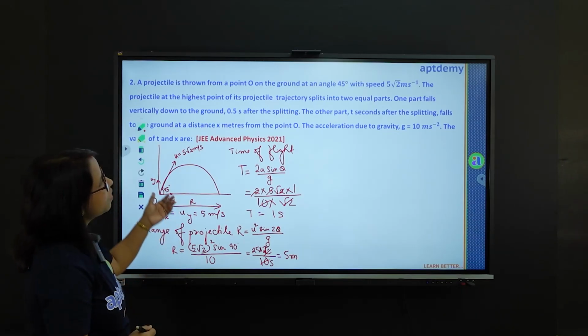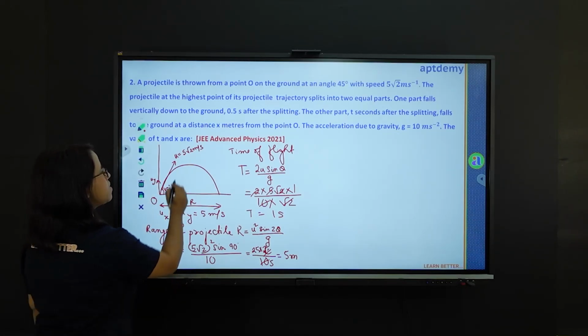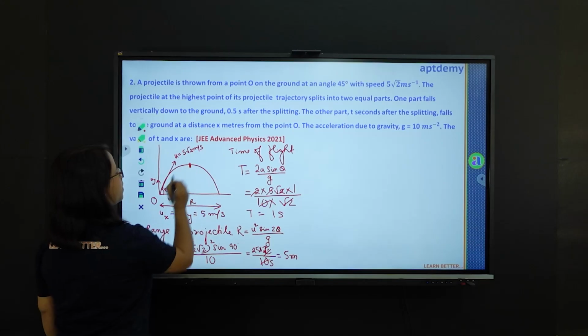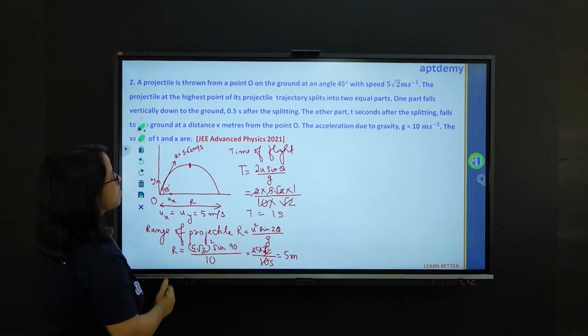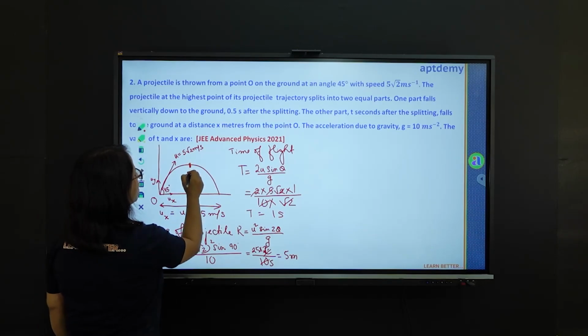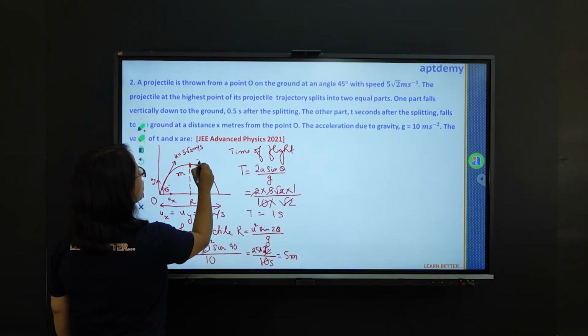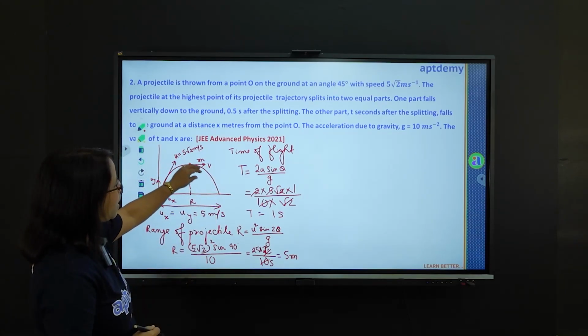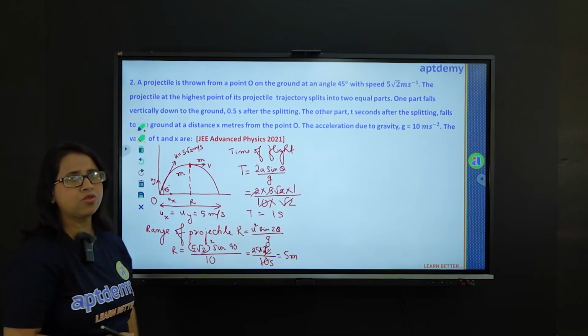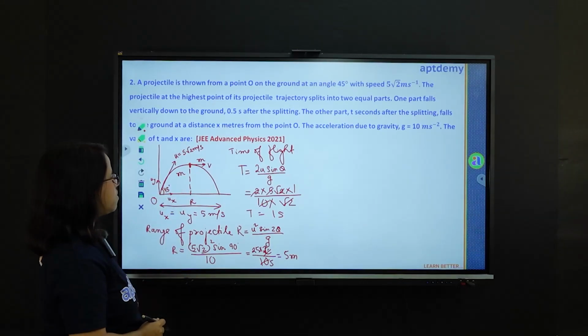Now, when the projectile is at the highest point, it splits up into two parts of equal masses. So one part is falling vertically down. Let us assume this part to be of mass m, and the other part is moving with a certain speed, say v, and then after some time it falls to the ground. So this is what is happening here.